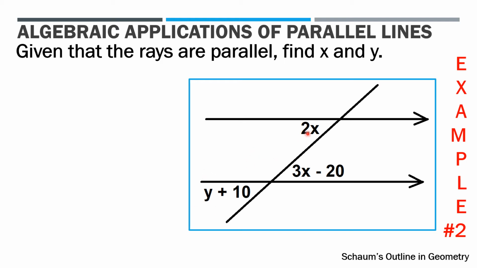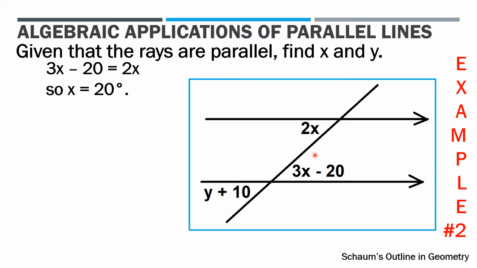Observe that 2x and 3x minus 20 are alternate interior angles. Recall that if two lines are parallel, the alternate interior angles formed by a transversal are congruent. This means that we can equate 2x and 3x minus 20 because they are equal.